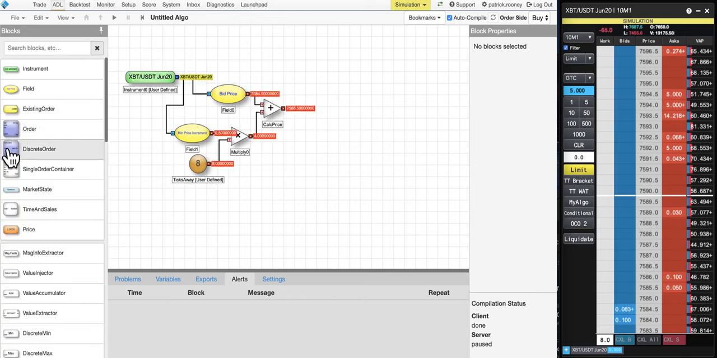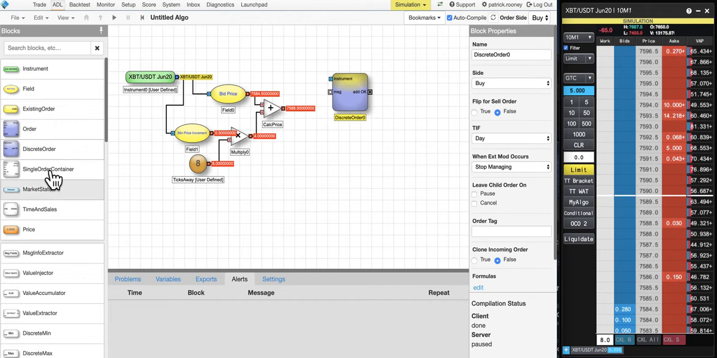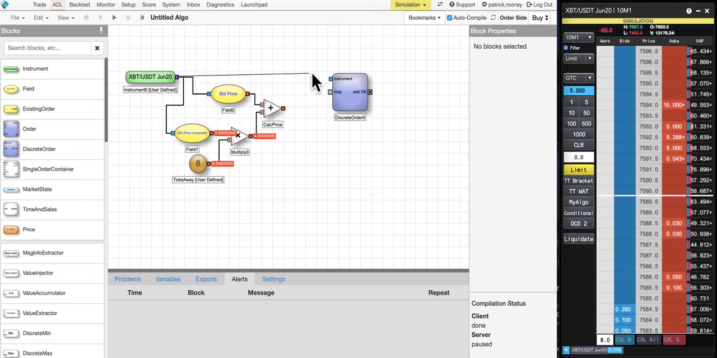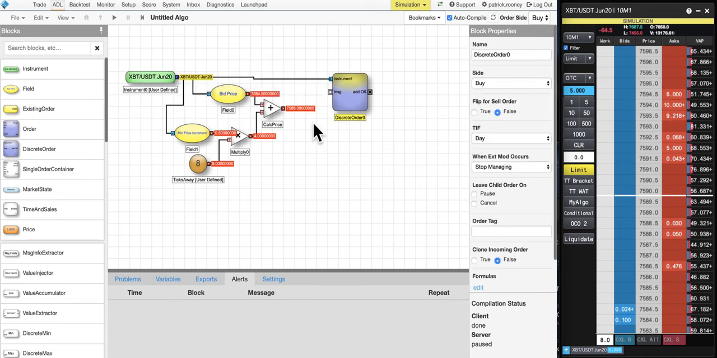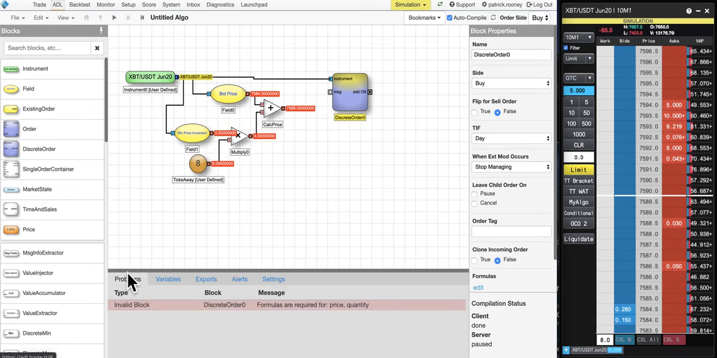What we're going to do with that, I'm going to place an order based off that. I'm going to take the discrete order block again, because again, it's going to be a one and done. I'm just going to put it in one time and forget about it. So I'm going to connect my instrument block over here. And I have my calculator price, and I have a bid price. What else am I missing here? Let's look in the problems tab.